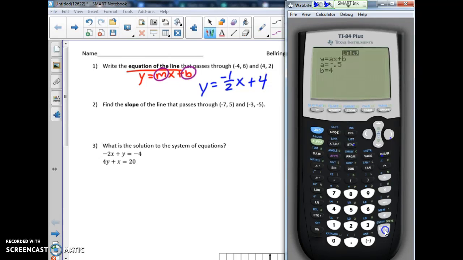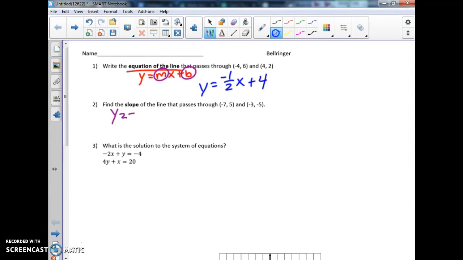I'm only looking for the slope, so I only care about the a value. Or I could use the slope formula, which is y2 minus y1 all over x2 minus x1. Remember, these are x1, y1, x2, y2. And now I just plug in. So my y2 is -5, and we're going to subtract 5 on top. And then my x2 value is -3, and then we're going to subtract our x1 value, which would be a -7.